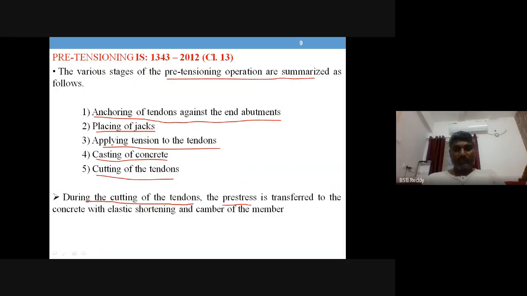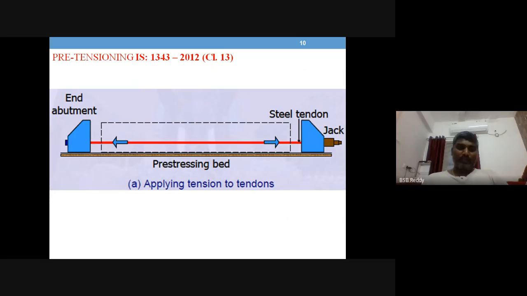So during cutting of the tendons, the pre-stress is transferred to the concrete with elastic shortening and camber of the member. Camber is optional: if it is a concentric tendon, meaning the tendon is at the center of the member, then you don't find any camber. If the tendon is eccentric, then you will have a camber, right? So this diagram shows applying tension to the tendons. The dotted line shown here means there is no concrete, it's just empty, there is a mold, that's all. This is what is called the abutment. And this is the anchoring part, where we hold the tendon.